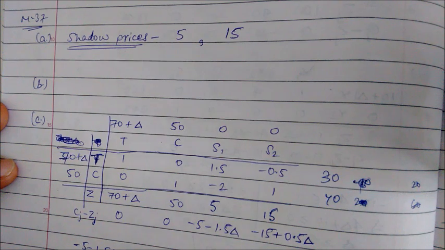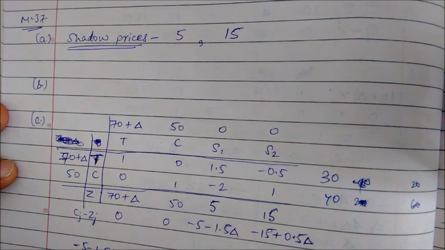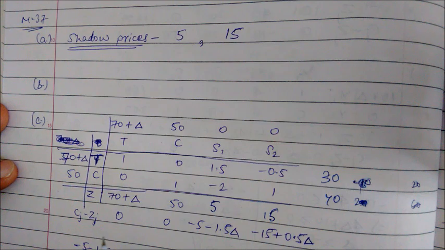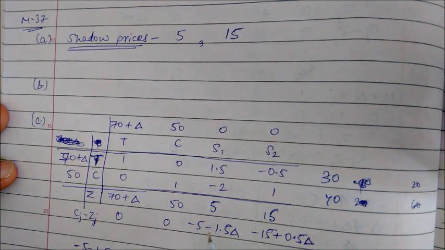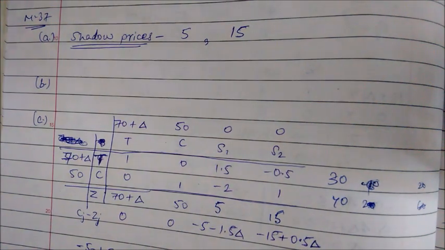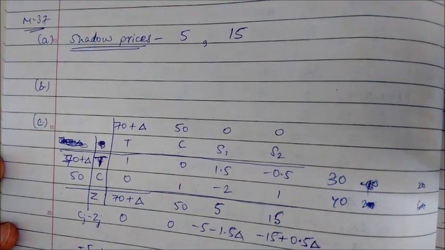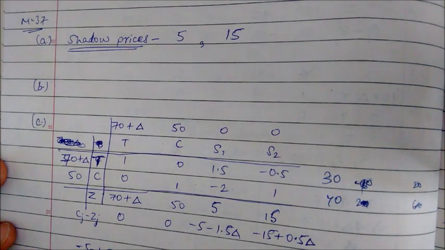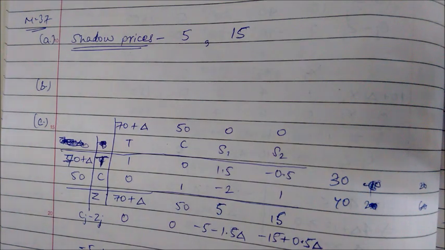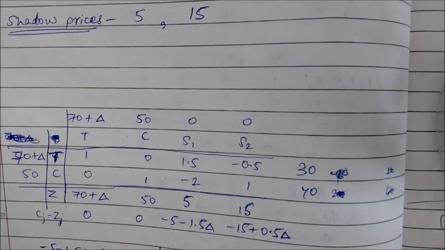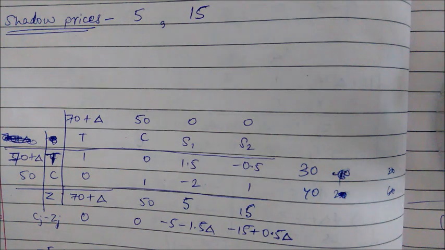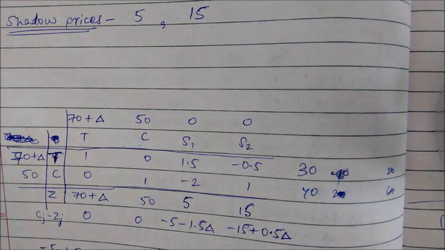Now the second question is, interpret the physical meaning of each shadow price in the context of the furniture problem. Shadow price basically means, if we had one resource extra of S1, that is one resource extra of constraint 1. I'm sorry friends, but my mistake. The first constraint was painting hours and the second was carpentry hours.